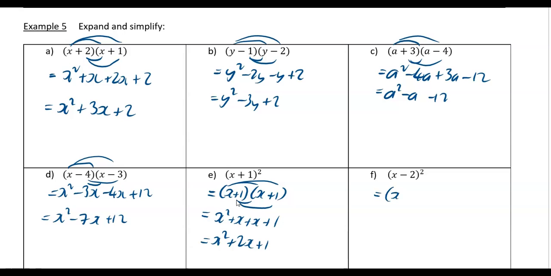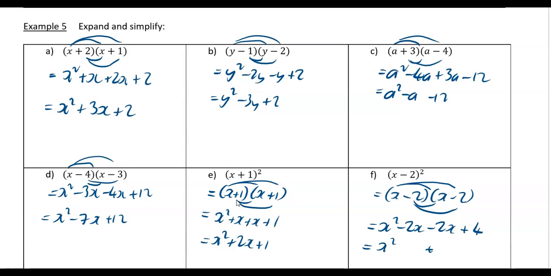Same idea for f. We have x minus 2 upon x minus 2. So you do your first, your outer, your inner, and your last. So x times x is x squared. X times minus 2 is minus 2x. Minus 2 times x is minus 2x. Minus 2 times minus 2 is going to be plus 4. And tidy up, x squared plus 4, they just stay, and minus 2x minus another 2x is going to be minus 4x, and that's it.